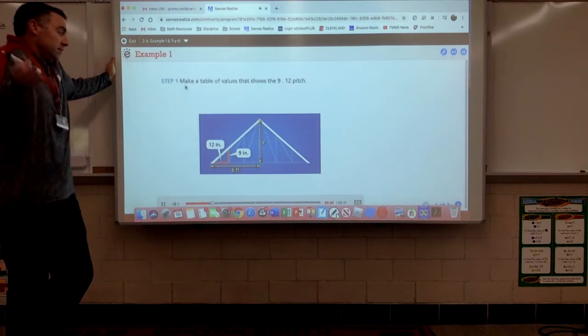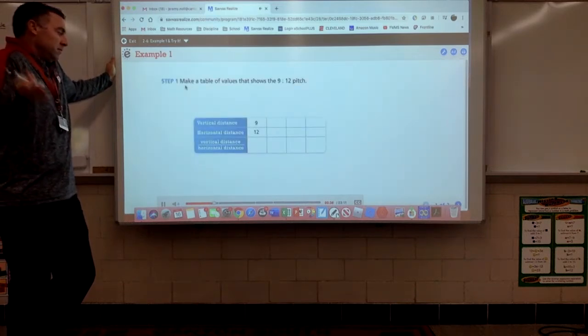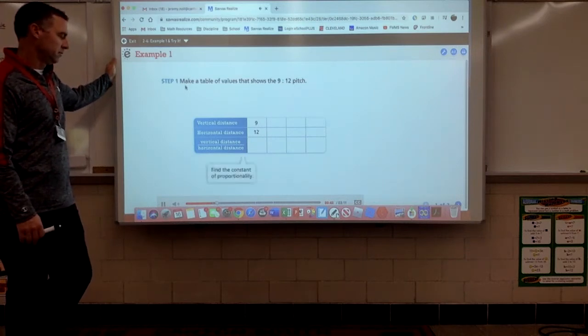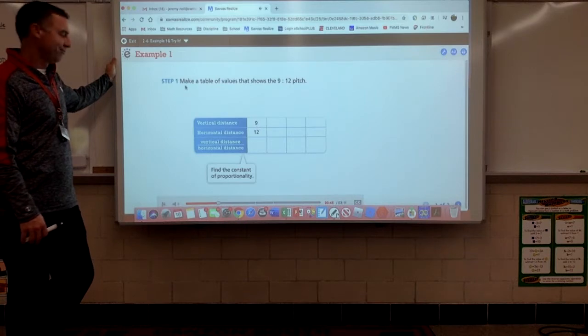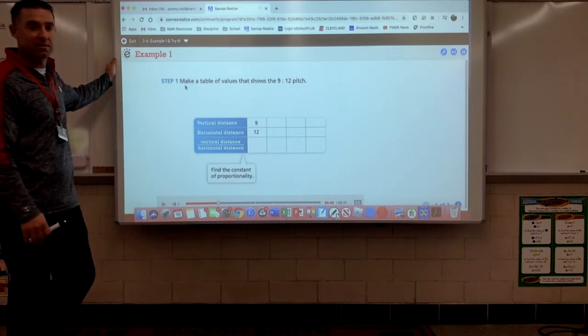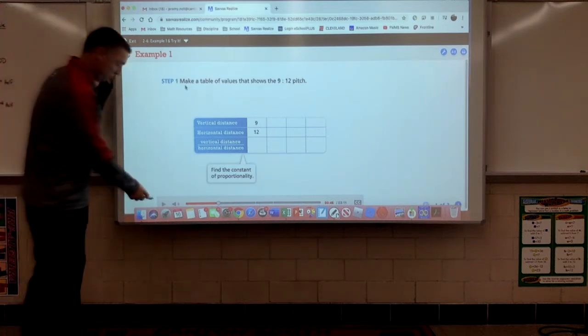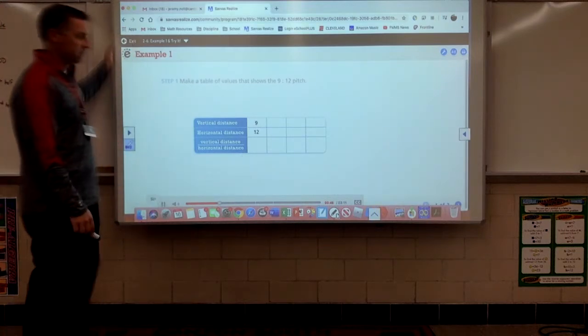I don't know. We can make a table of values that show the 9 to 12 pitch. How can we find the constant of proportionality? That sounds like something we just did. You should be thinking some 7th grade stuff there. Make a table of values, guys. Think about what numbers you're going to see here.